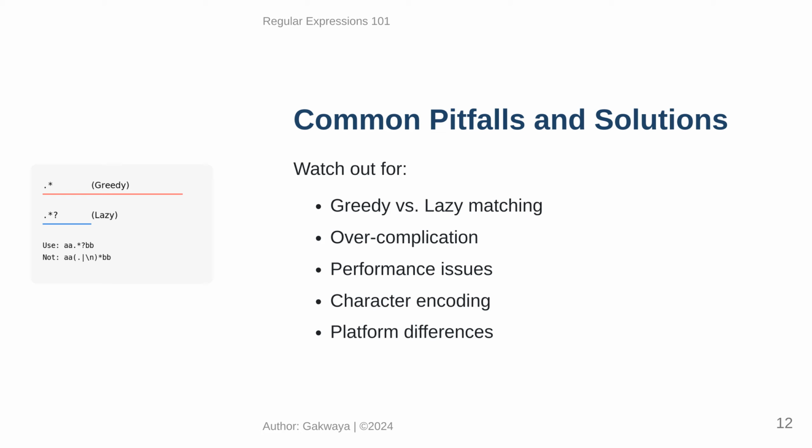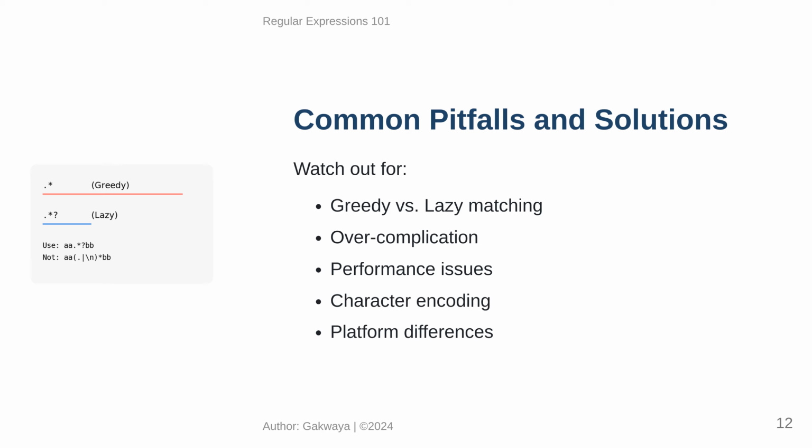Let's talk about some common regex pitfalls and how to avoid them. Greedy versus lazy matching is a frequent source of confusion. By default, quantifiers are greedy. They match as much as possible. Adding a question mark makes them lazy, matching as little as possible. Overcomplicated patterns are hard to maintain and debug. Sometimes multiple simple patterns are better than one complex one. Performance can be an issue with certain patterns, especially when using backtracking. Be aware that regex implementations can vary between platforms, so test on your target environment.